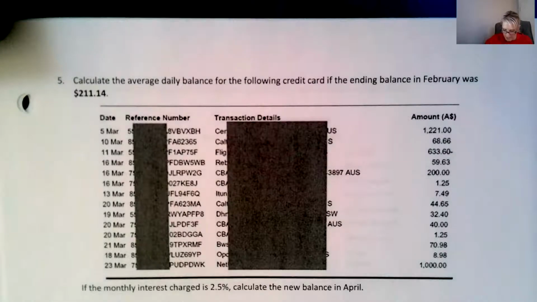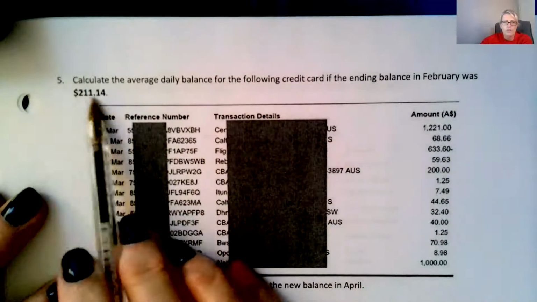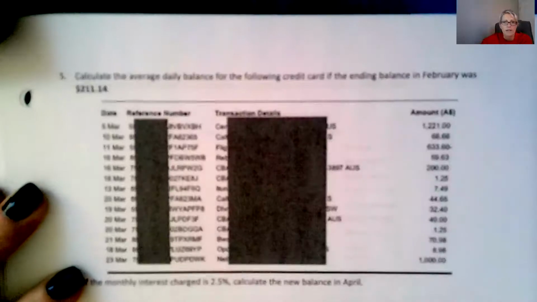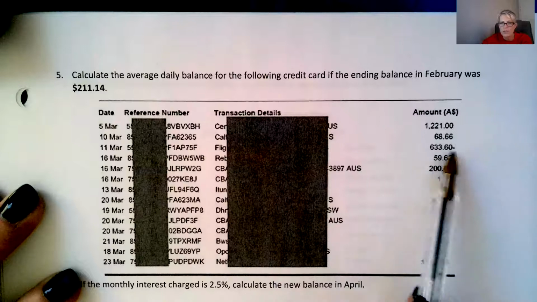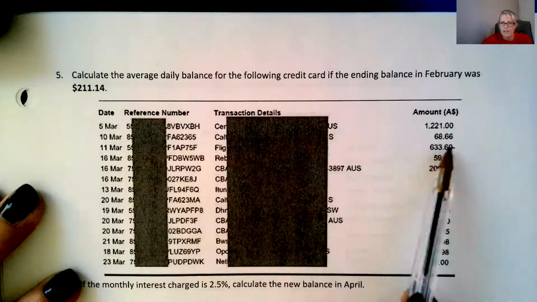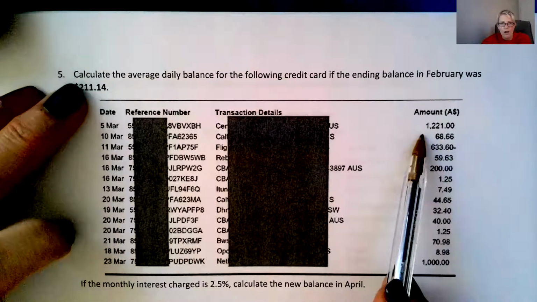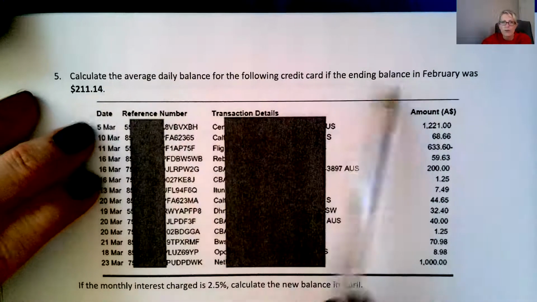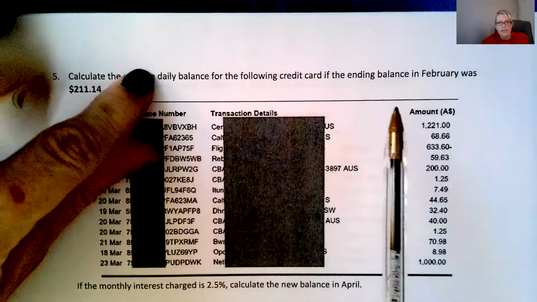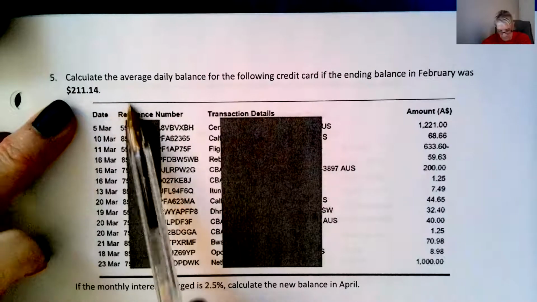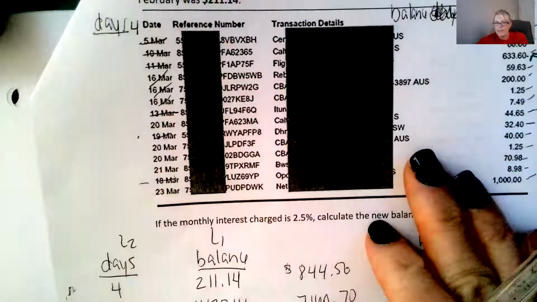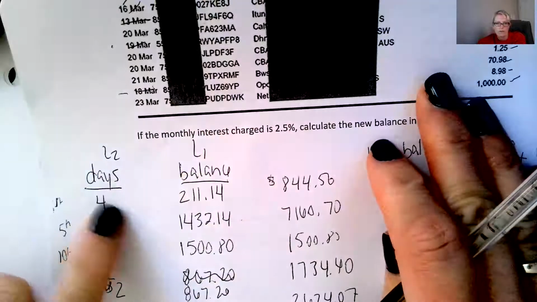Okay, so we're working on this credit card balance, and the average daily balance means we have to find, we started with this balance of $211.14, and then we made some purchases. So the only thing we have to take notice on is right here on March 11th, we did have a payment. So from February 1st, 2nd, 3rd, 4th, for 4 days, we had this balance of $211.14. Okay. And we can see that right here.